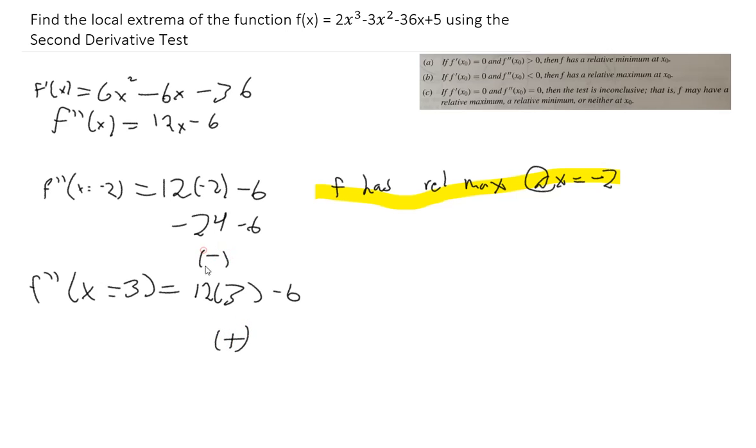Let me try it up here. That was negative. Now we get a positive number, and when the second derivative is positive and the first derivative is 0, well, then we have a relative minimum. f has a relative min at x equals 3 by the second derivative test.